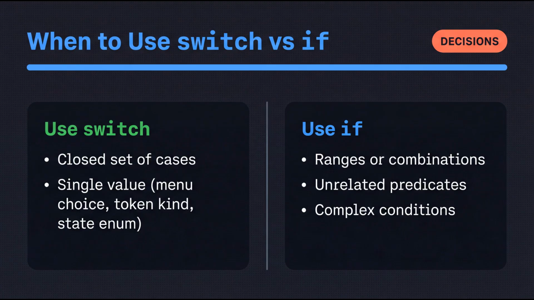Use if chains when the conditions involve ranges, combinations, or unrelated predicates. For example, if temperature is above 30 and humidity is above 70. That's a compound condition involving two different variables. Switch can't express that. The rule of thumb: if you're testing one variable against a list of known constants, switch. If you're evaluating complex Boolean expressions, if. Both are tools. Use the one that makes your intent clearest.